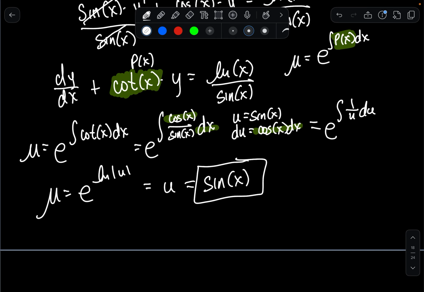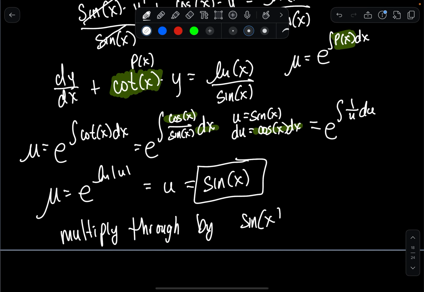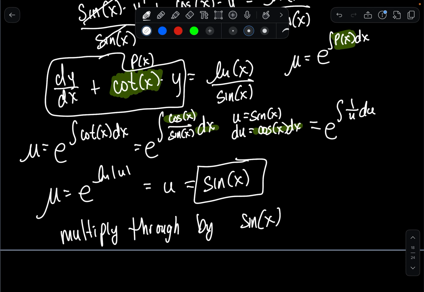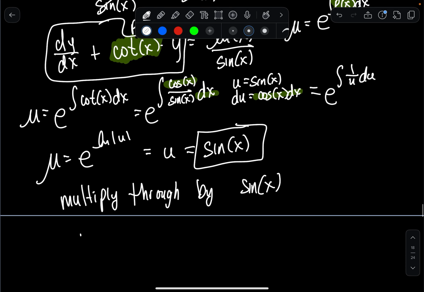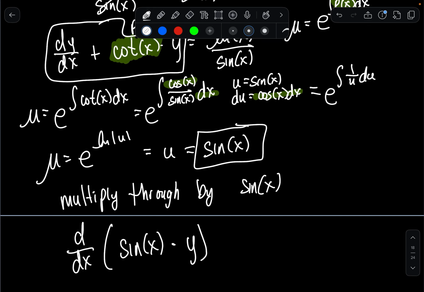What do we do with this? Well, when you multiply through by this integrating factor, this left side here, after you've multiplied through by it, turns into the derivative of a product. It will always be the derivative of the integrating factor times the dependent variable, which in this case is y. So that left side, once you multiply through by it, will be the derivative of the integrating factor times y. And let me show you this.